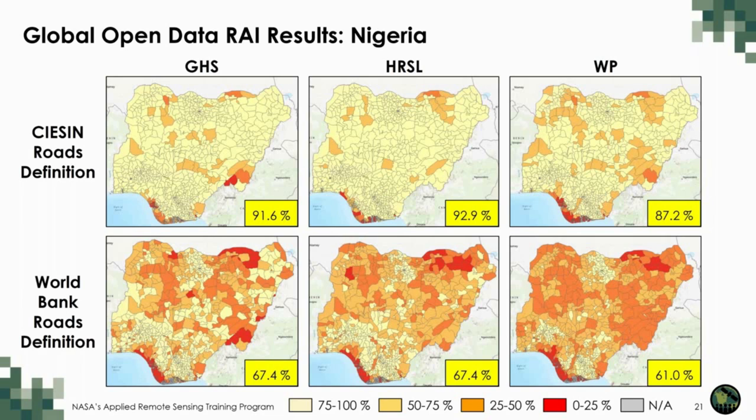As with the pilot work, we see that using a more inclusive definition of all-season roads produces RAIs that are consistently 25 percentage points above results obtained with the less inclusive World Bank definition, regardless of the population layer used. Just to note that in this slide and all the other maps in this presentation, gray units had either no rural population with which to calculate the RAI, or the RAI results were greater than 100, which is an error.